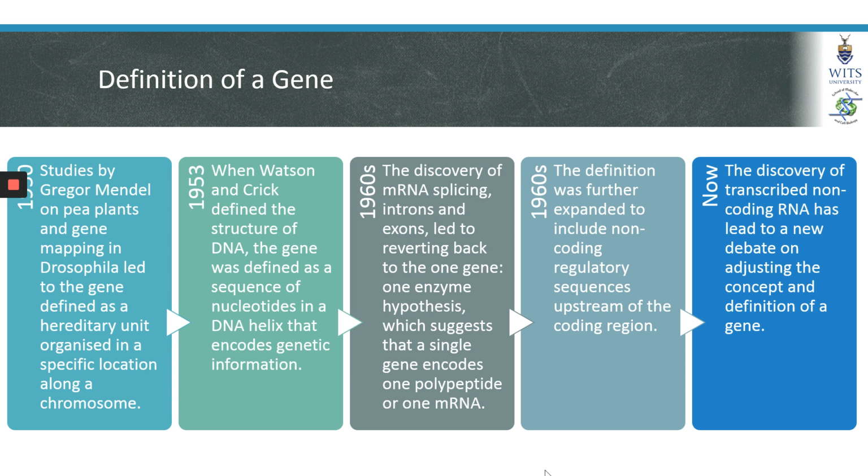In the 1960s, after mRNA splicing was discovered, along with the discovery of introns and exons, this led to reverting back to an old understanding or definition of the gene. That understanding was one gene equals one enzyme, or the one gene to one enzyme hypothesis. That hypothesis suggested that a single gene would encode a single polypeptide or a single mRNA. The definition was further expanded to include non-coding regulatory sequences upstream of the coding region.